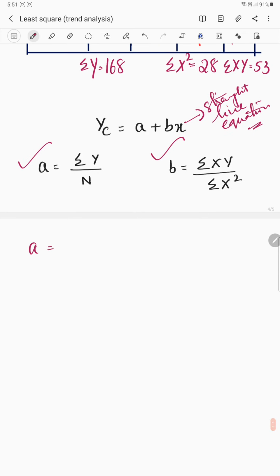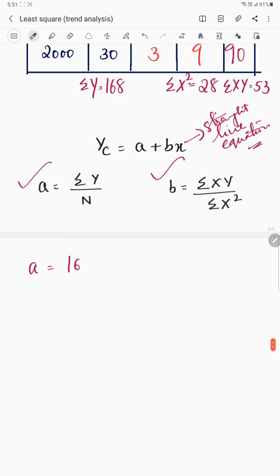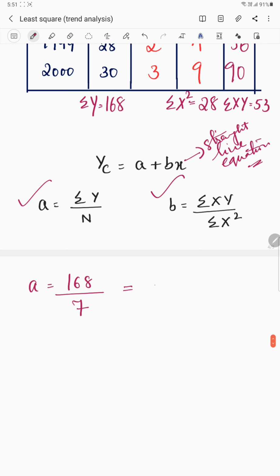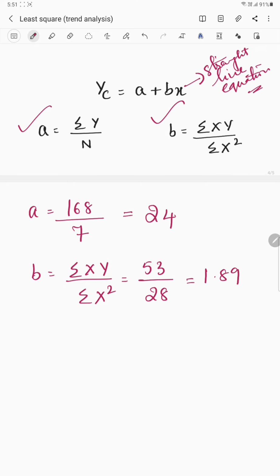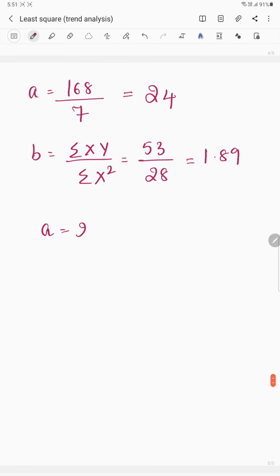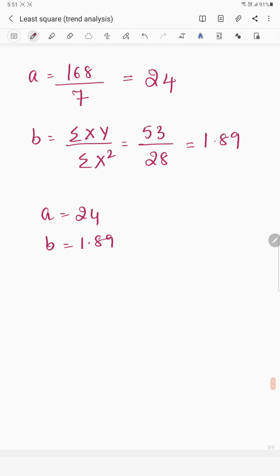So a is equal to, I got summation y as 168, 168 divided by n, which is 7. So I am getting 24 as a. And then b is equal to summation xy divided by summation x square. I'm just writing the formula again. So then summation xy, I got 53. 53 divided by 28, that is around 1.89. Okay, so remember a is equal to 24 and b is equal to 1.89. Okay, so we got both the values.